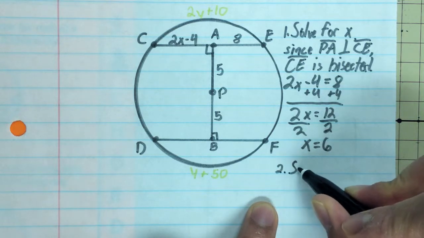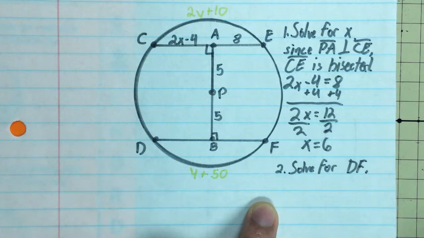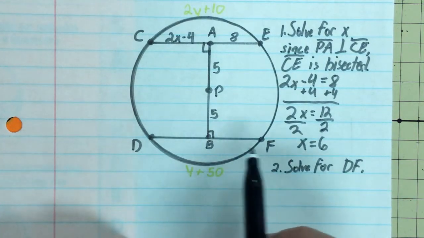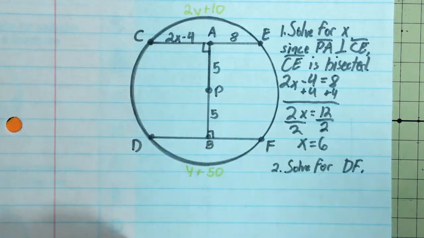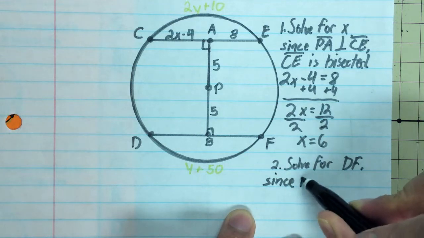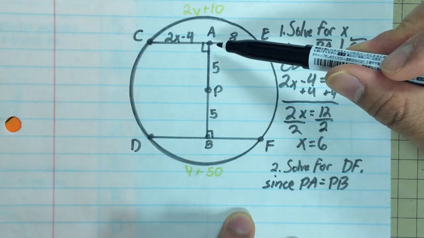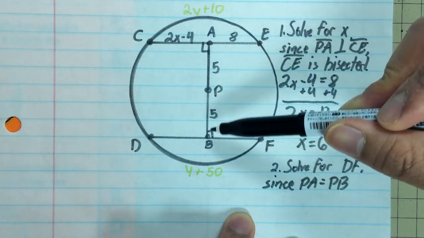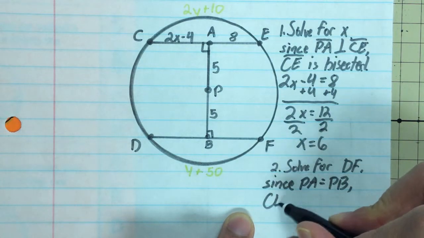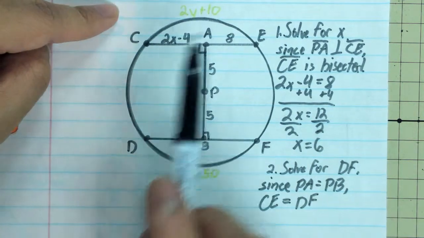Next up, I want to find the length of DF. So DF, I have no numbers, no expressions, no x's going on over here. But since PA equals PB, from my center to that chord, and it's perpendicular, equals to center to the other chord, it's also perpendicular, we can say CE is equal to DF. These two chords are the same.